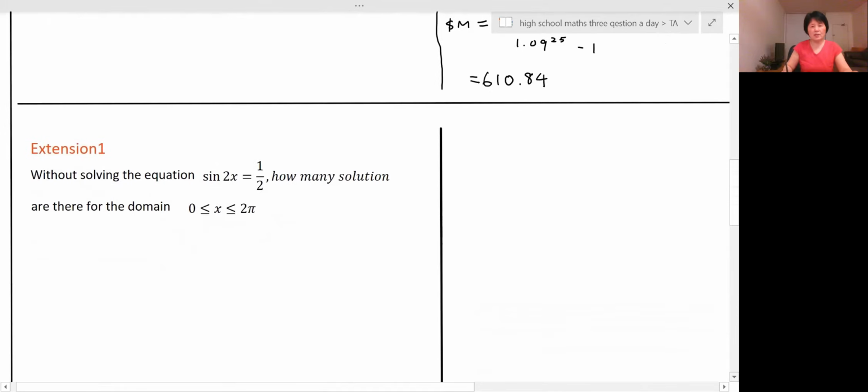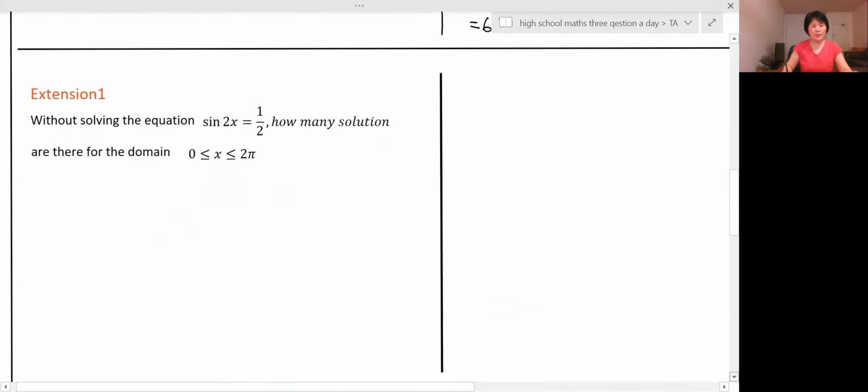Then we look at the next extension 1 question. So this one, without solving the equation, how many solutions are there for the equation, x between 0 and 2 pi? In this type of question, I have to draw y equal to sine 2x, and I also have to draw y equal to half.